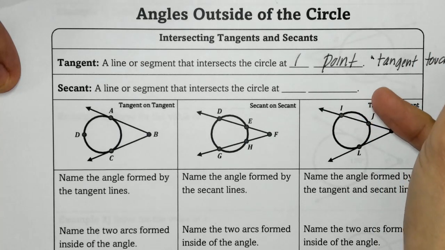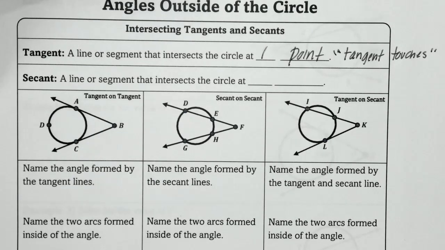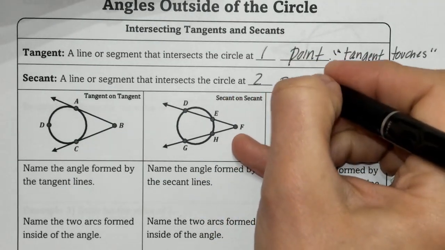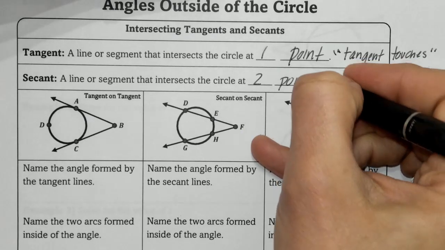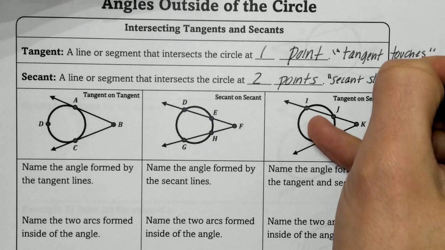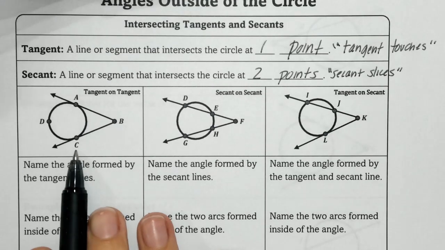So a tangent touches. The secant is a line or segment that's going to intersect the circle at two points. This term here is going to be a secant slices. Secant slices. Tangent touches, secant slices. So your tangent's going to brush up against, just touch that circle barely. The secant's going to slice through it. So here you have your three different intersections.